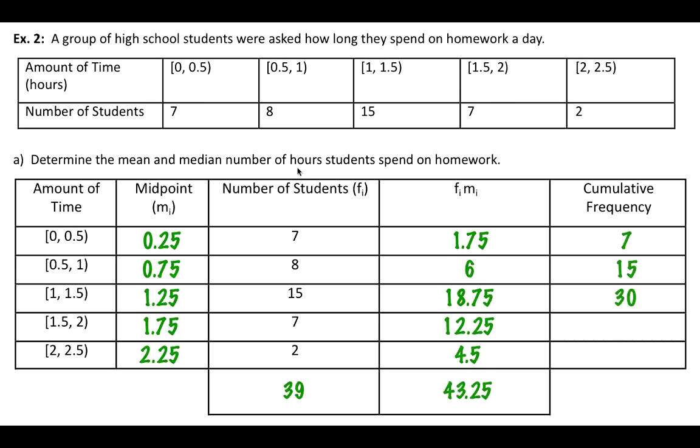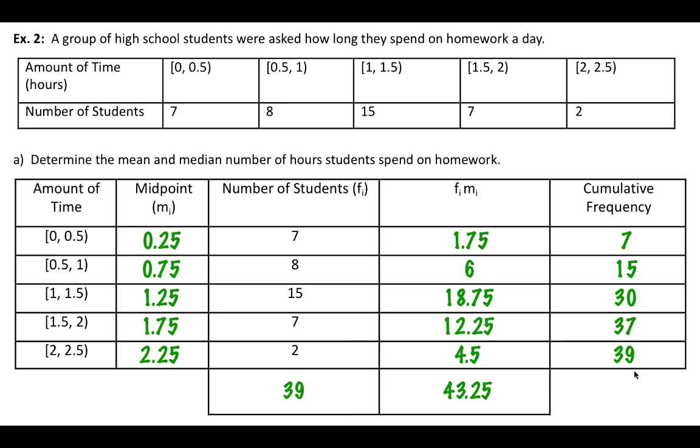So we got 7, 15, 30, 37, 39. Okay. So basically, Ms. Hughes, explain where we would find the median. Median. So you know how when we would go in order from lowest to highest and then find the middlemost point, that's how you do the median when you have the raw data.